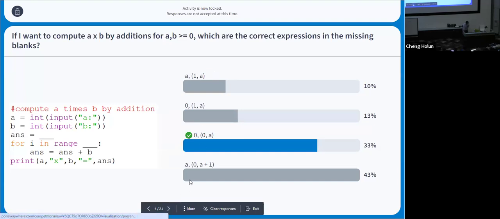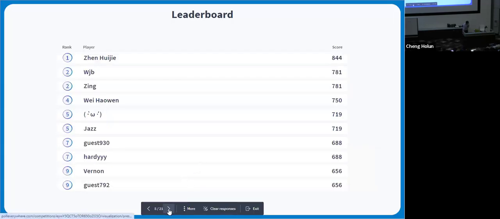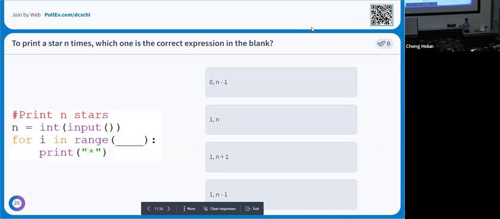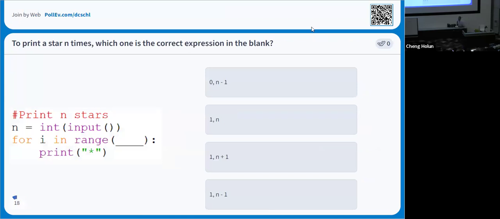Okay, ready for next question? To print a star n times, I just want to print the star n times, right? What is the expression? This one is easy. Very simple. I input an n, I want to print it n times.